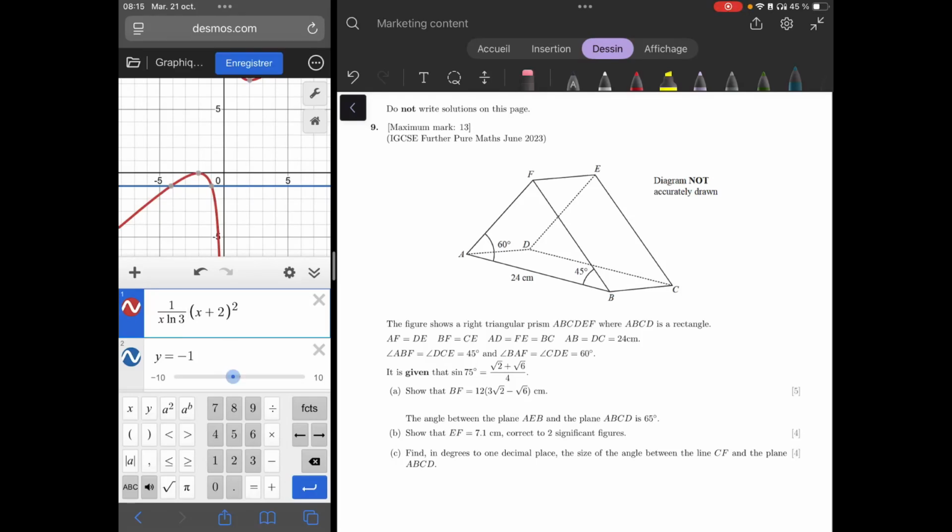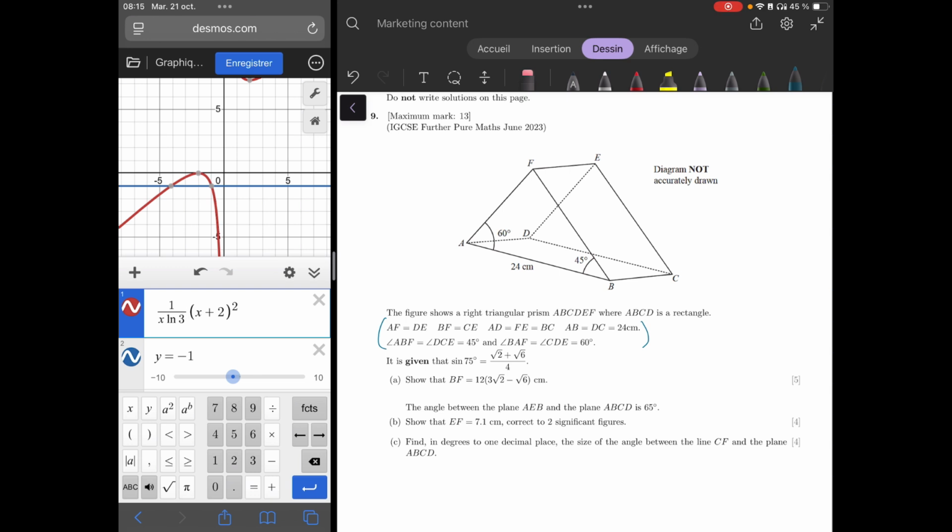This is question 9, the last question on paper 2. You're given a right triangular prism and you're given a lot of information about the sides and the angles. In part A, you are asked to show that BF is equal to this third expression.